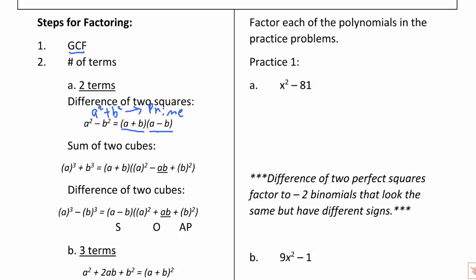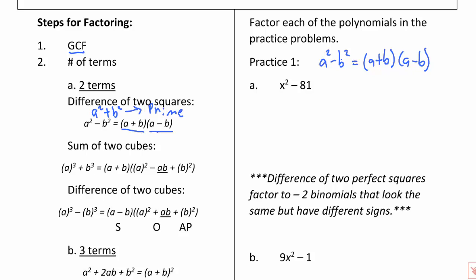The first one that we're going to factor is x squared minus 81. Notice first of all there's no common factor, and there are two terms. It's a square on the first and a square on the second as well, with a minus sign in between. Because it's a minus sign, this can be factored. In other words, it's in the form of a squared minus b squared, and that can be factored as a plus b times a minus b.